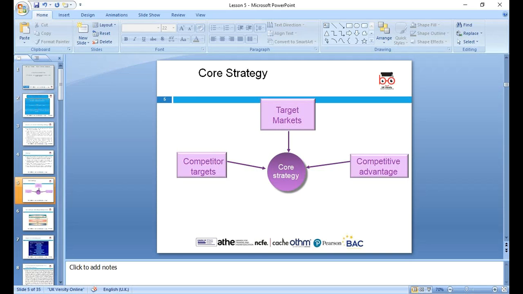Okay. Anybody any question? Please, if any question, carry on in the chat box as well. Core strategy: target market, competitor targets, and competitive advantage. Target market: to whom you want to target. Your strategy needs to target competitors too. What are your competitors doing, what strategy are they using, and how do you want to tackle them?